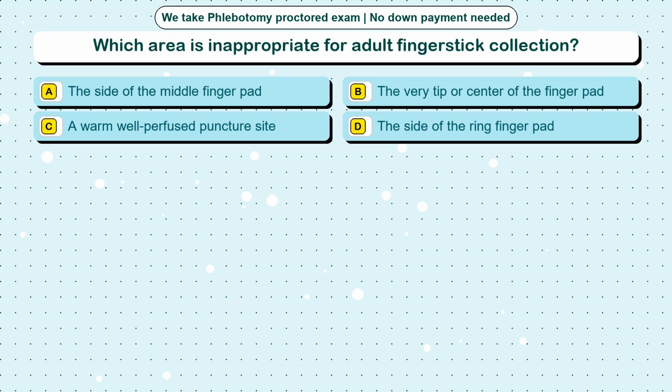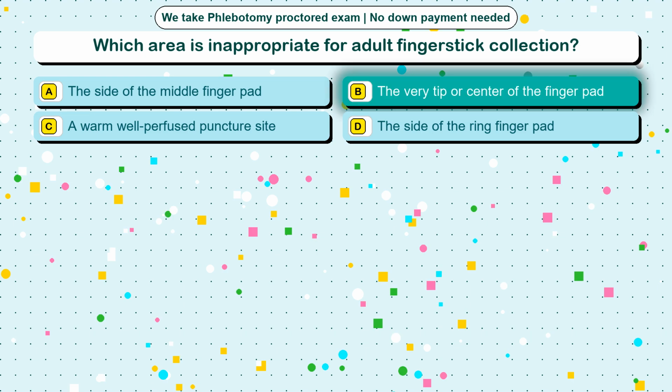Question 63. Which area is inappropriate for adult fingerstick collection? Option A. The side of the middle finger pad. Option B. The very tip or center of the finger pad. Option C. A warm well-perfused puncture site. Option D. The side of the ring finger pad. The correct answer is option B.